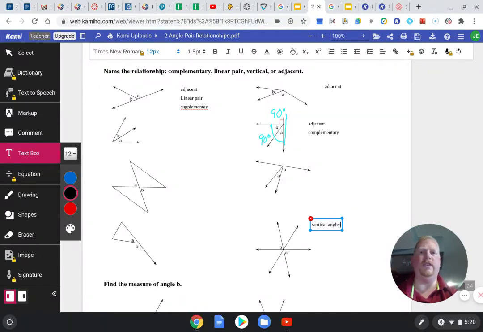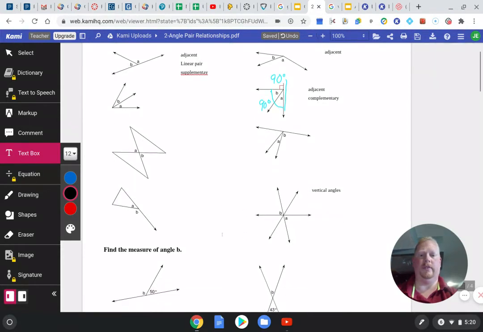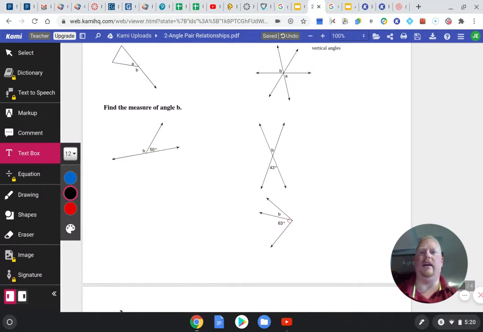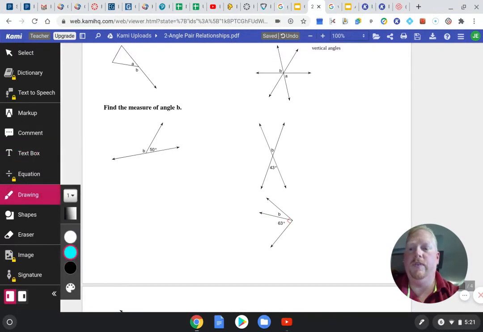So it's very important that you know all 5 vocabulary terms and are able to spot them depending on what the diagram looks like. Now let's use the vertical angle theorem and the linear pair theorem to figure out a few calculations here.